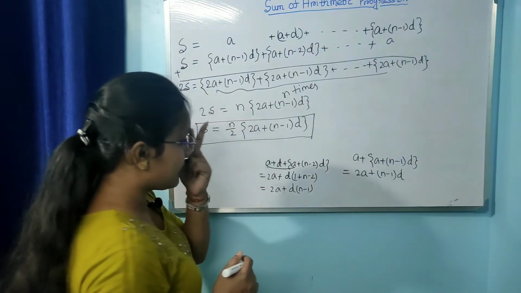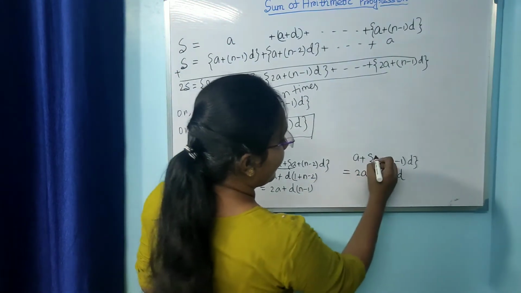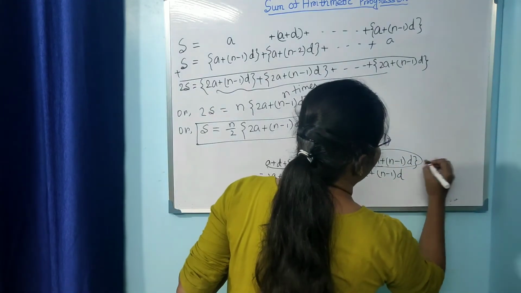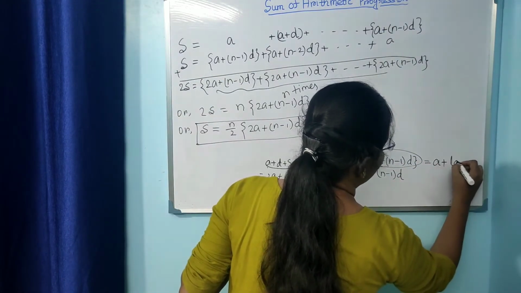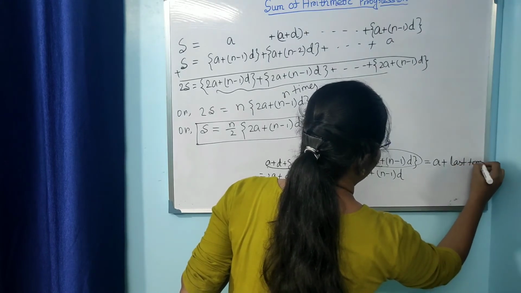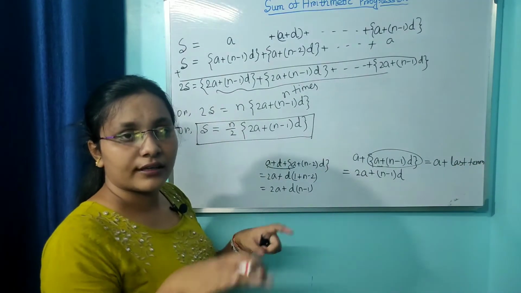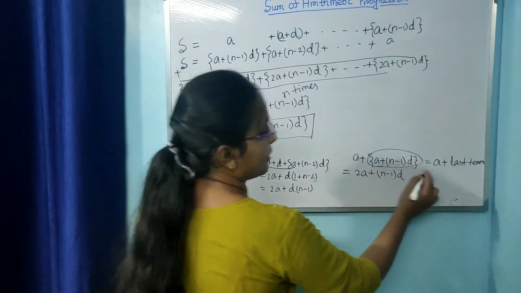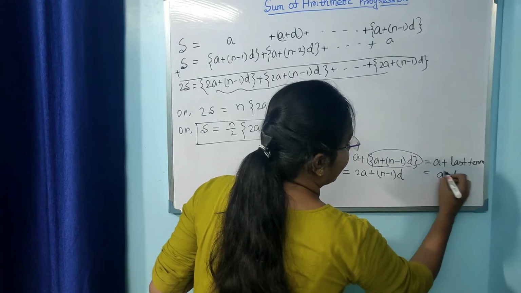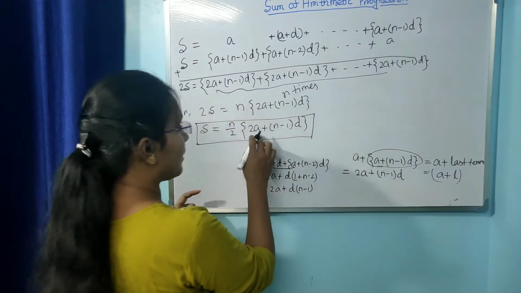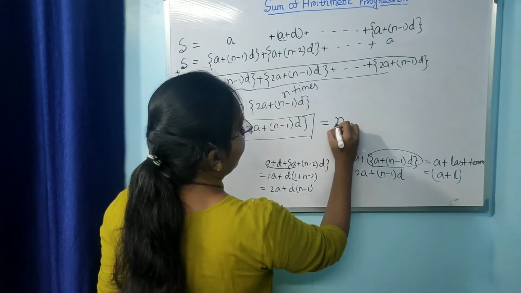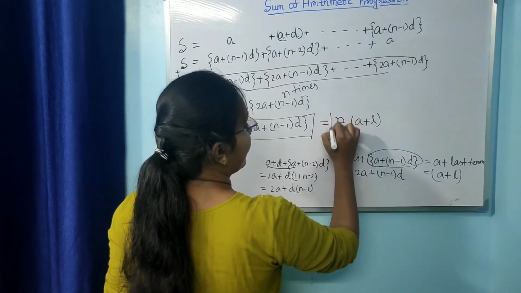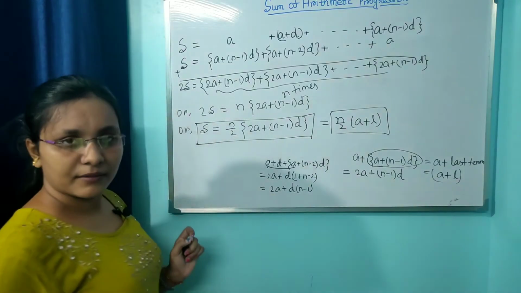Now, the logic is, see, this is the first term and this is the nth term, right? So we can also write it as a plus last term, because if an arithmetic progression contains n terms, then the nth term will be the last term. So this is a and this is the last term. That means we can write a plus l, l for last term. So here we can also write S equals n by 2 into a plus l.